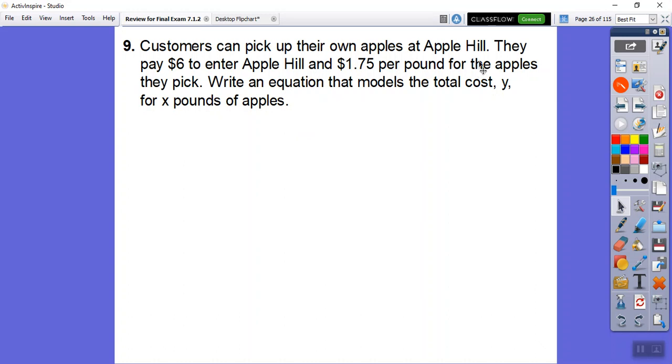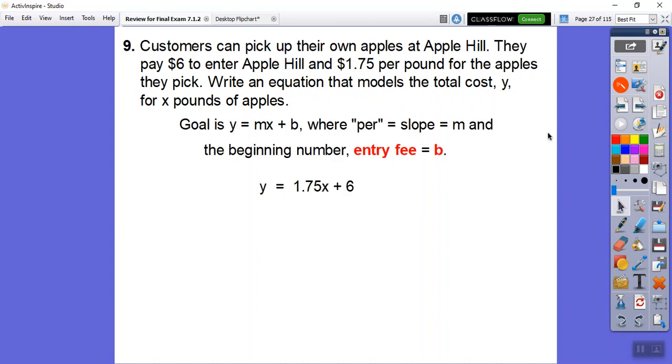So, customers can pick up their own apples at Apple Hill. They pay $6 to enter. Okay, so this enter fee is the beginning number, it's my b. And $1.75 per pound for the apples. This per is my slope, my m. So think y equals mx plus b. It says write an equation that models the total cost y for the pounds x of apples. So it's $1.75 per pound, and they had to pay $6 to get in. Here's my per, y equals mx plus b. This is my per number, and this is my entry fee, my beginning number. So there's the answer, y equals 1.75x plus 6.